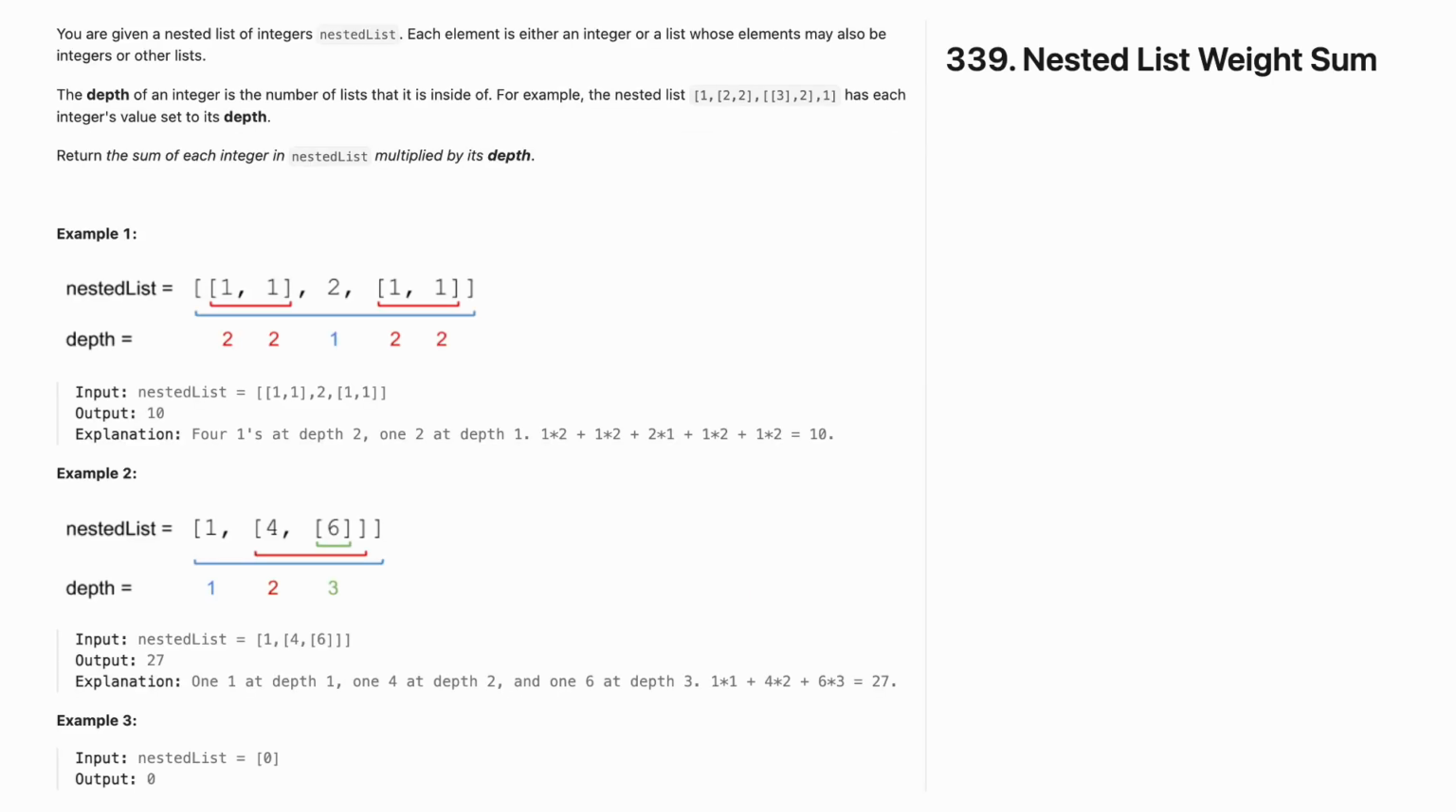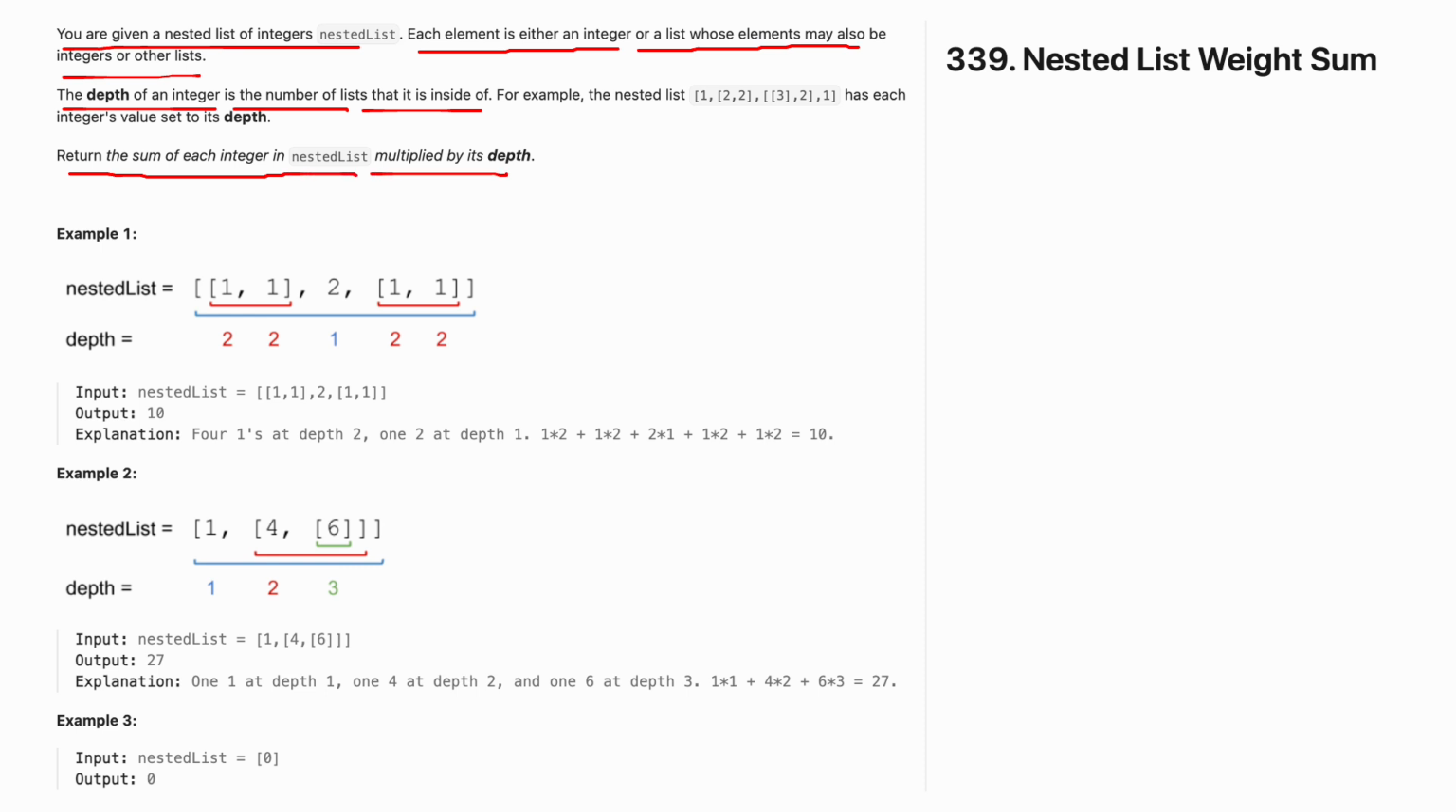Let's go over the question. You are given a nested list of integers. Each element is either an integer or a list whose elements may also be integers or other lists. The depth of an integer is the number of lists that it is inside of. We need to return the sum of each integer in the nested list multiplied by its depth.